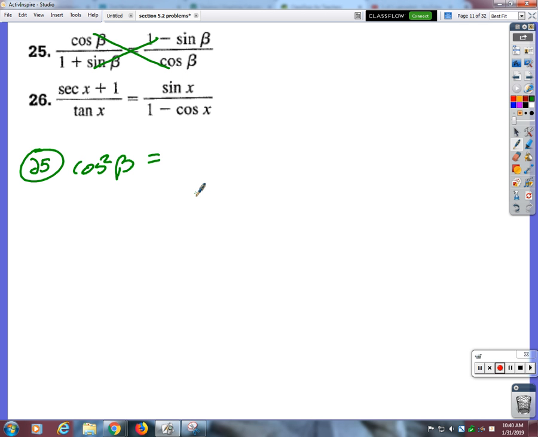I get cosine squared. And if I cross multiply the other way together, you guys should recognize that as the factored form of the difference of two squares. So 1 minus sine times 1 plus sine, the inside and the outside will cancel. So it's just 1 minus sine squared. And then 1 minus sine squared is cosine squared. So we're donezo.